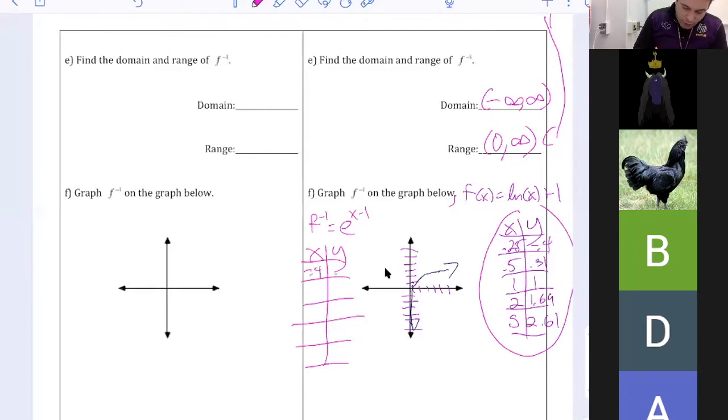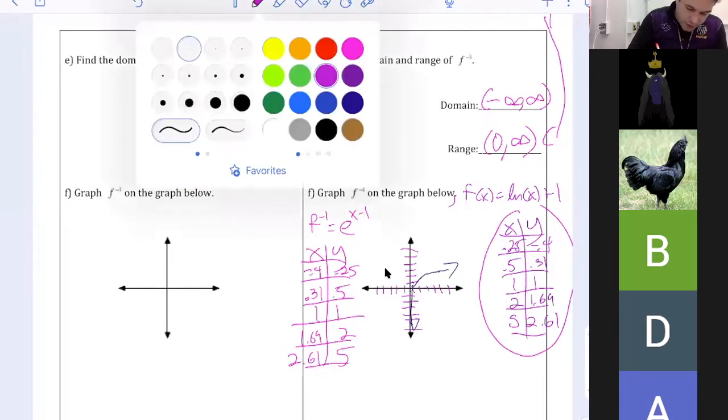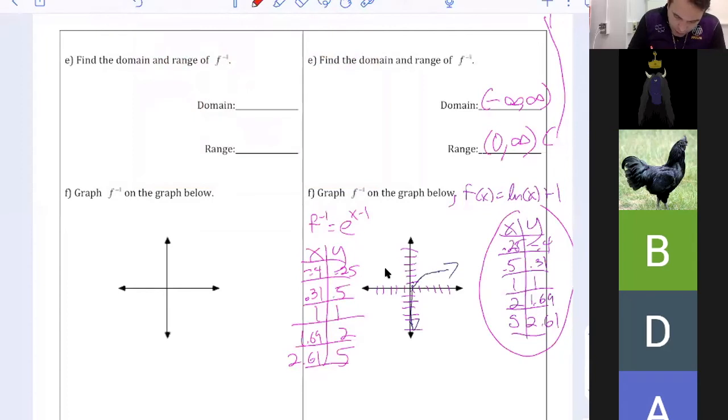Negative 0.4 and 0.25. 0.31, 0.5. 1, 1. 1.69, 2. 2.61, 5. If you don't like those numbers, it's okay to use Desmos to get new numbers. But I was trying to show you that you can just switch the tables. So let me get a different color here. Negative 0.4 and 0.25, 0.31 and 0.5, 1 and 1, 1.69 and 2, and 2.61 and 5.